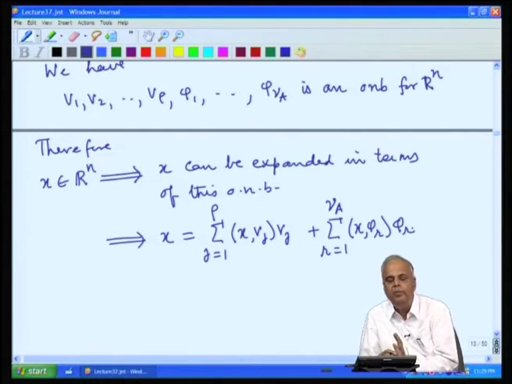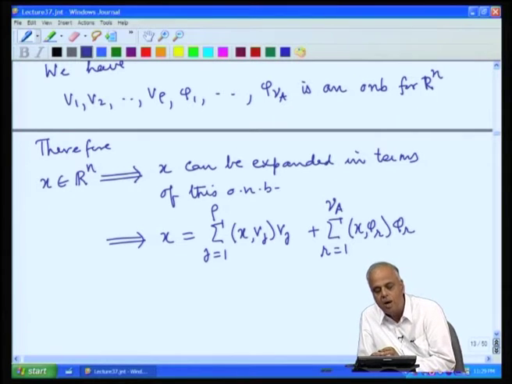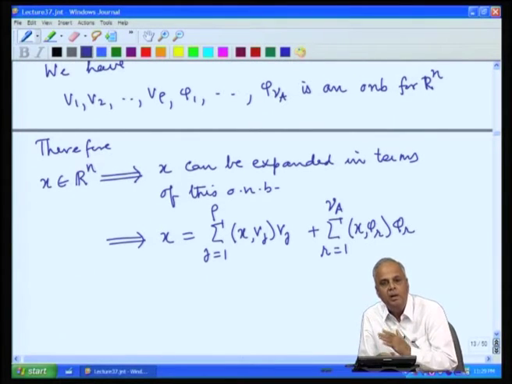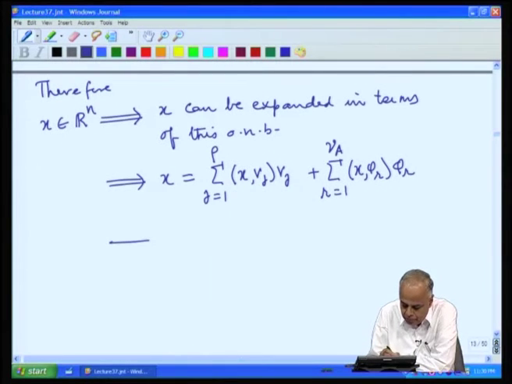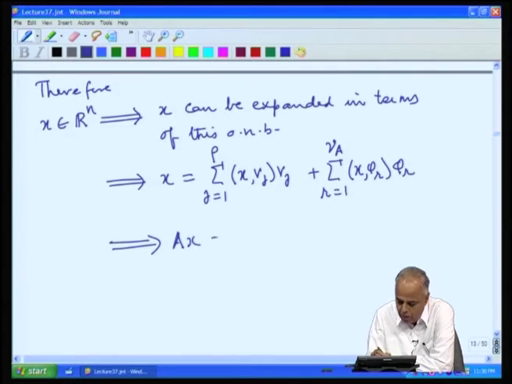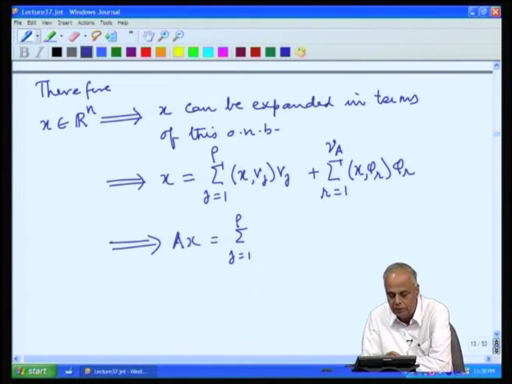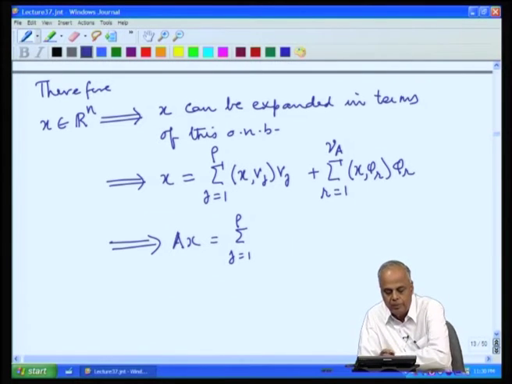This is the so-called Fourier expansion in terms of the orthonormal basis. We have seen that the moment we have an orthonormal basis, we always have a Fourier expansion of this form. Now, once we have this, what does that say about A x? Now, A x can be written using the fact that matrix multiplication is distributive over the sum. So, we can take the product sum term by term.